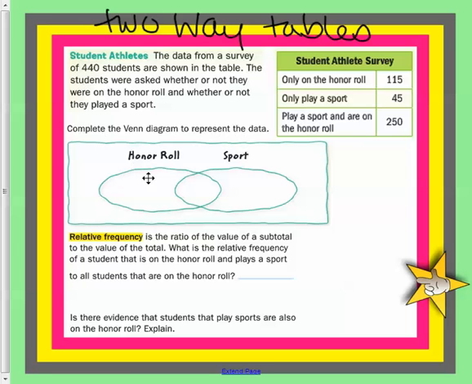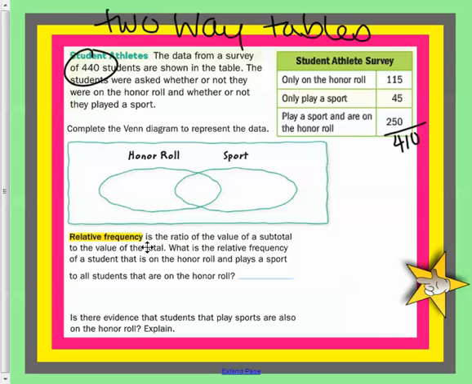Okay, so let's complete the Venn diagram. Only on honor roll is 115. Only playing a sport is 45. And those who are playing a sport and on honor roll is 250. Now, if you look at this and you add these up, that's only 410. So we're missing 30 students out of our 440. Those students are the kids that aren't on honor roll, aren't playing a sport, and don't do both.